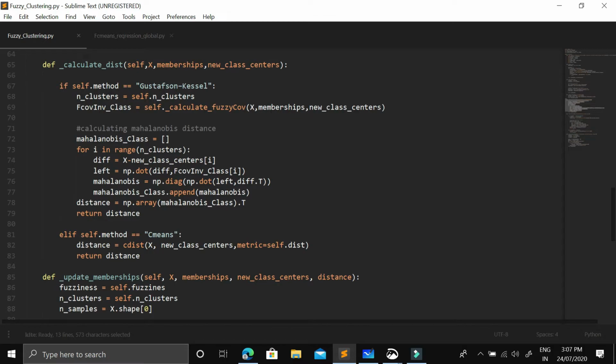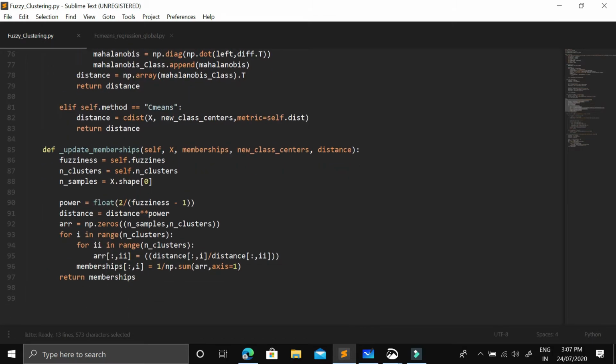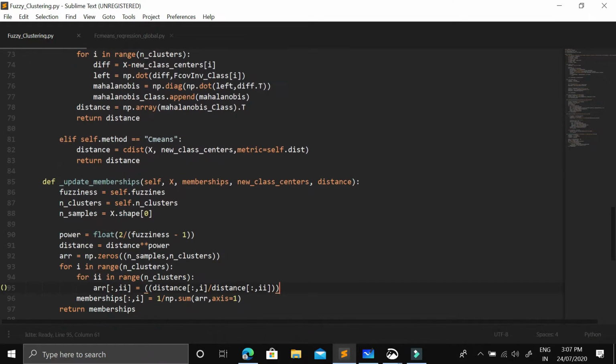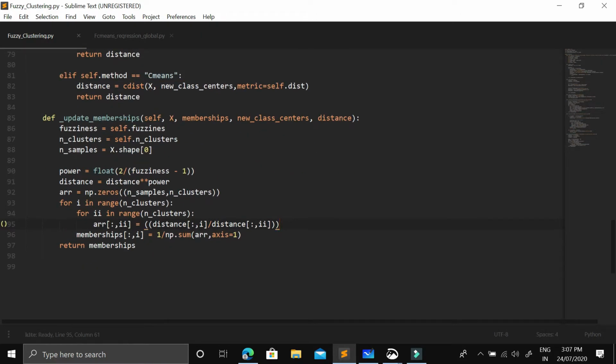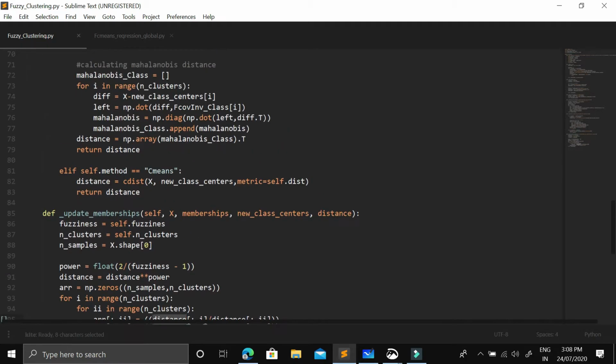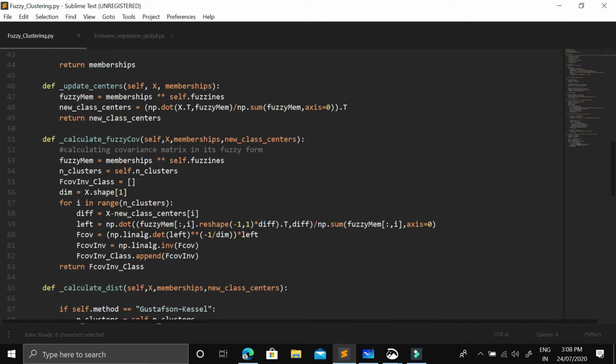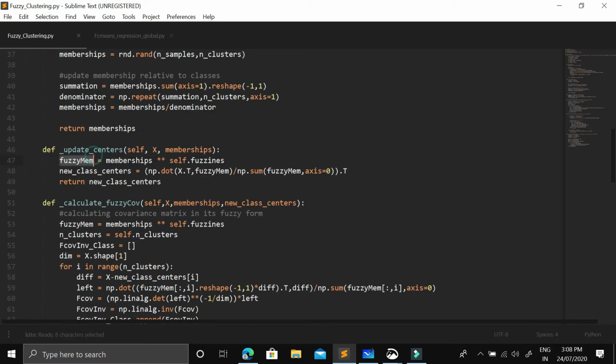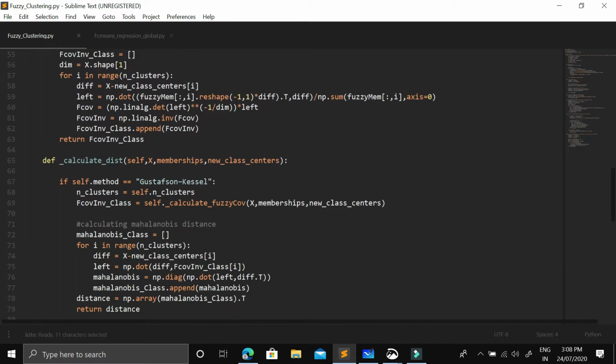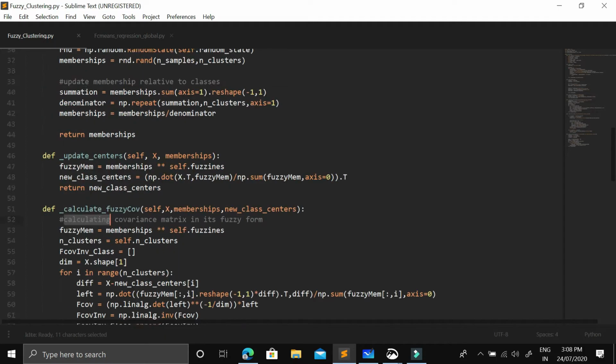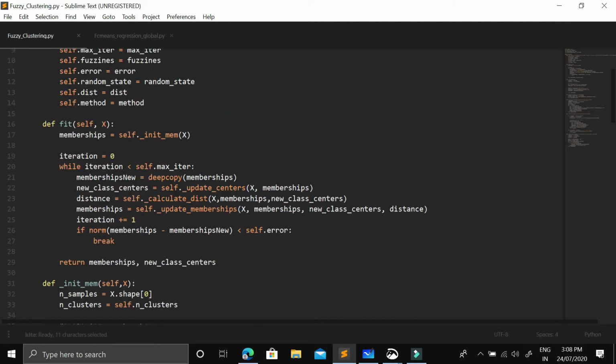Okay, once we have calculated the distance, we update the membership, and you can find the updating part anywhere on the internet, the formula for how you can update the memberships for the fuzzy clustering algorithm. So this is just making use of the distance. Given the distance matrix, we update the class centers and membership values. Once membership values are updated, then again we update the class center, then again we calculate the fuzzy covariance matrix, and then this thing repeats again and again. So this is how fuzzy clustering works.